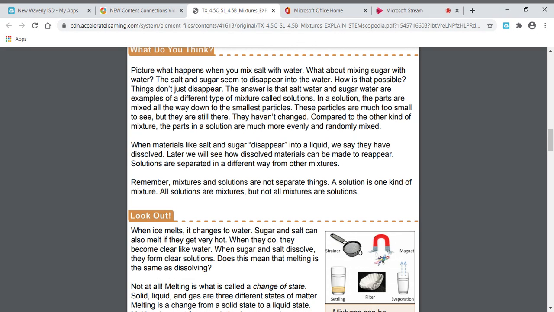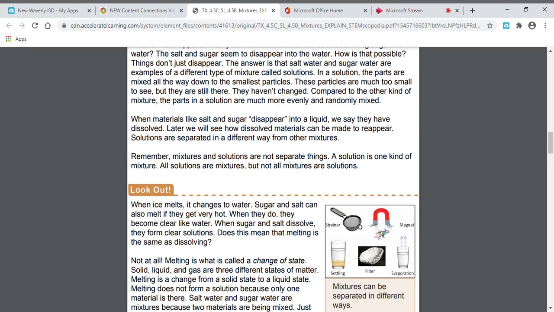Solutions are separated in a different way from other materials. Remember, mixtures and solutions are not separate things. A solution is one kind of mixture. All solutions are mixtures, but not all mixtures are solutions. So let's continue on.